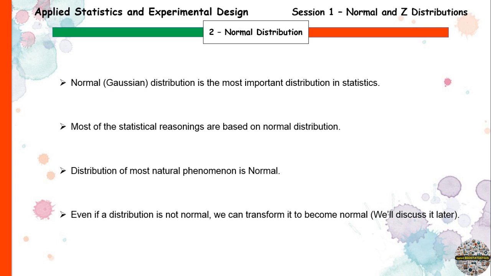And even if a distribution is not normal, we can transform it to become normal, and we have to transform the non-normal distributions and make them normal. We discuss it later, and I will teach you how to test normality, and if your distribution is not normal, how to actually normalize your data.